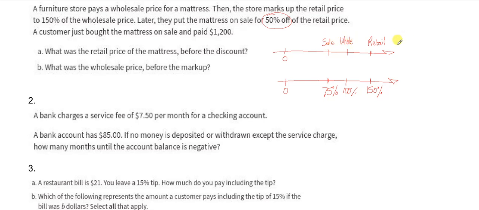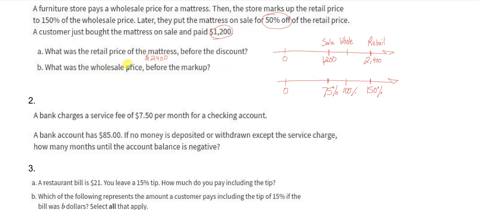And the only one out of these three that we actually know is what the customer bought it for, which was $1,200. So that would be $1,200. So we should be able to figure out these others based upon knowing this particular one right here. If it's $1,200 right now, and that's half what it was at retail, that would be $2,400 up here at retail. So that answers part A, just doubling it, right? So $2,400 for that one.